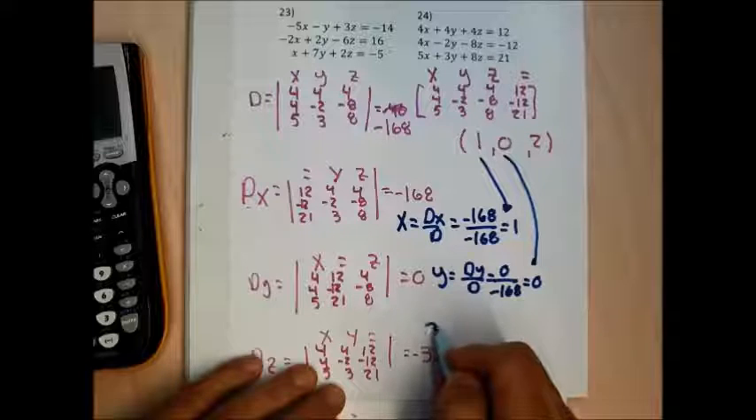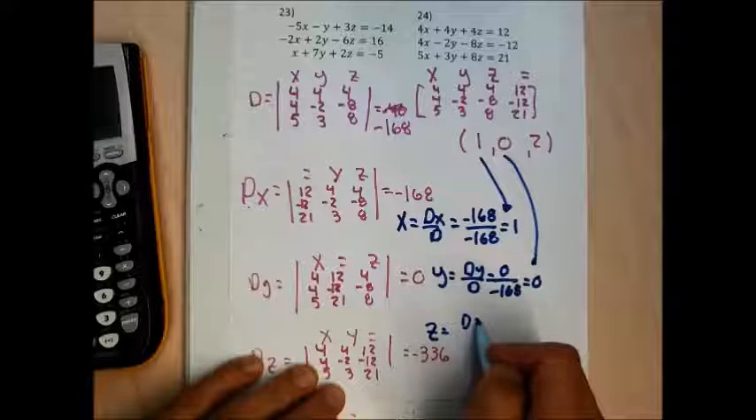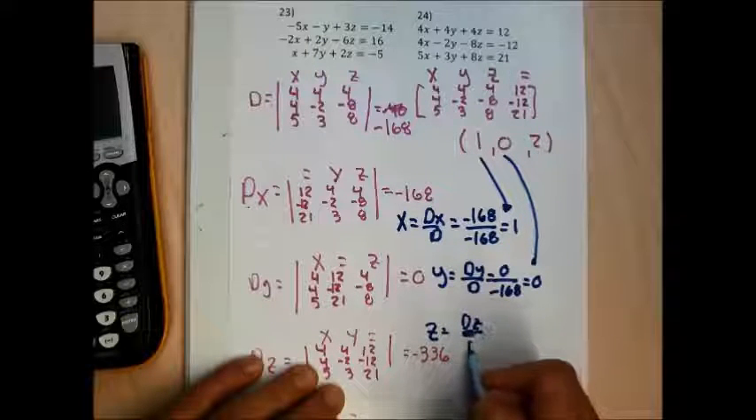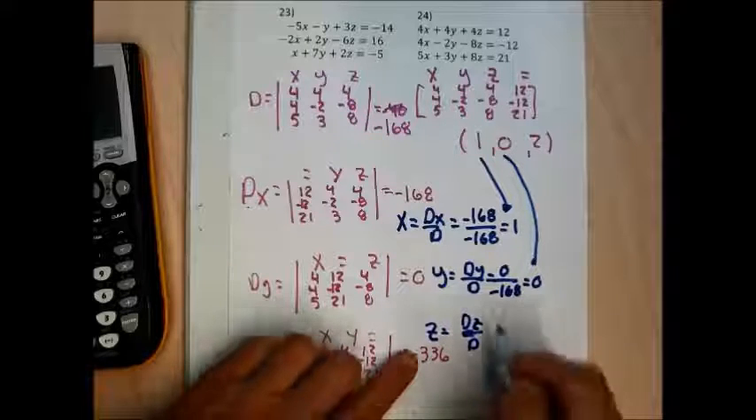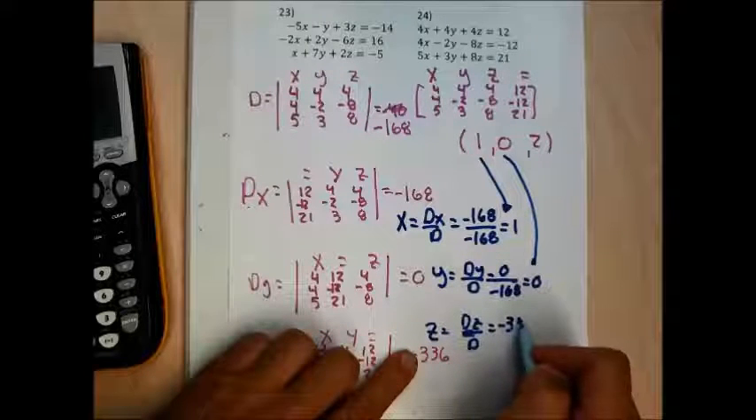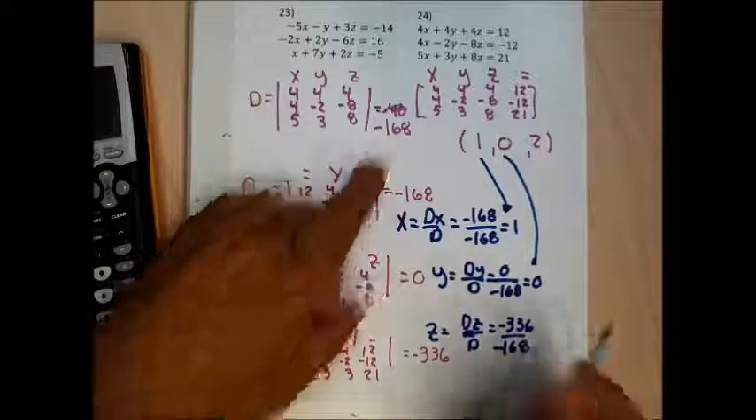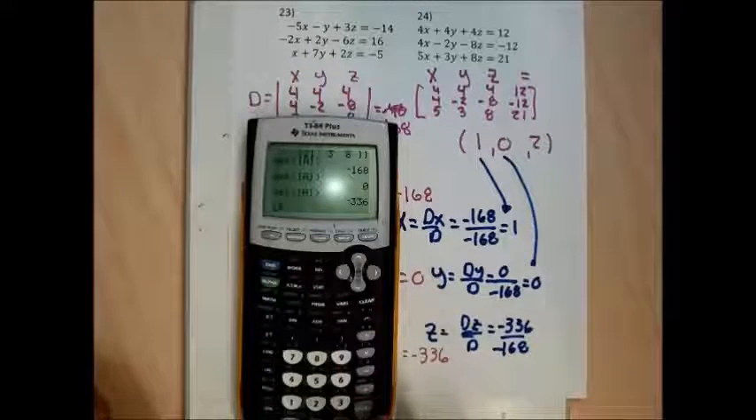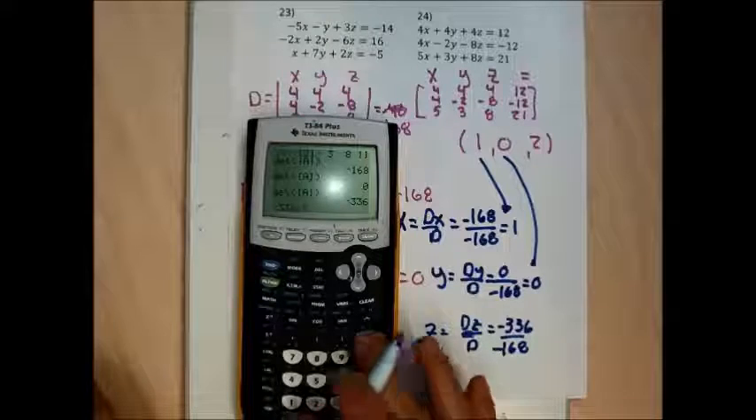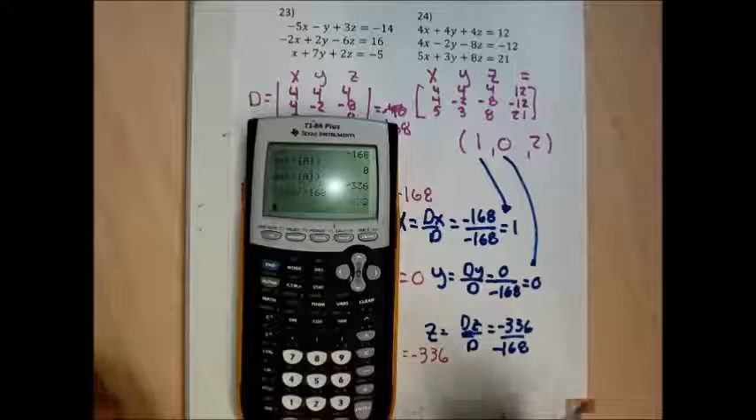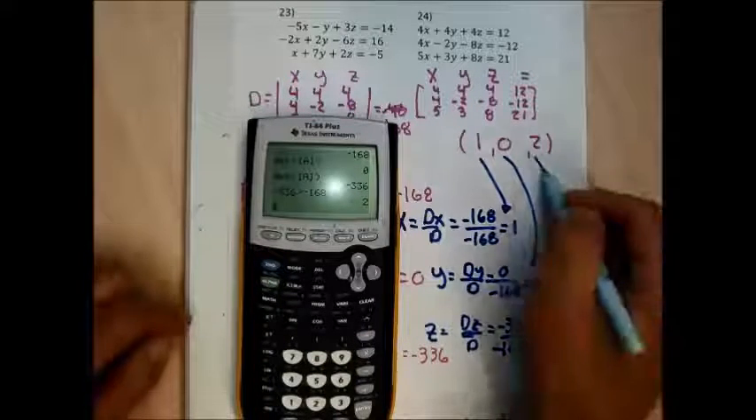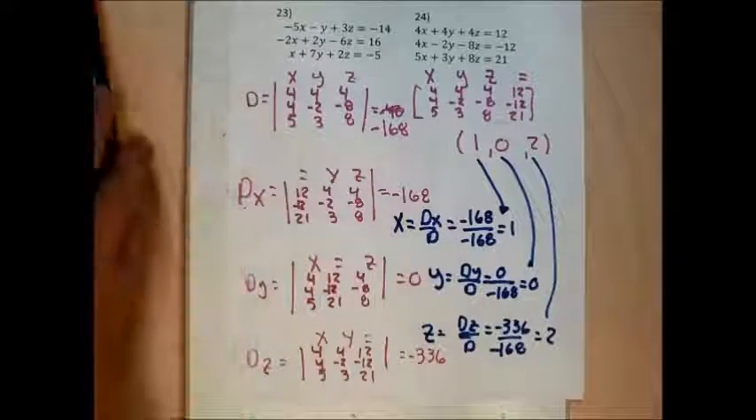D sub Z over D equals Z. D sub Z is negative 336. D is negative 168. Divide those on my calculator. Negative 336 divided by negative 168. And I get 2 for the Z, which is perfect. So my answers match perfectly.